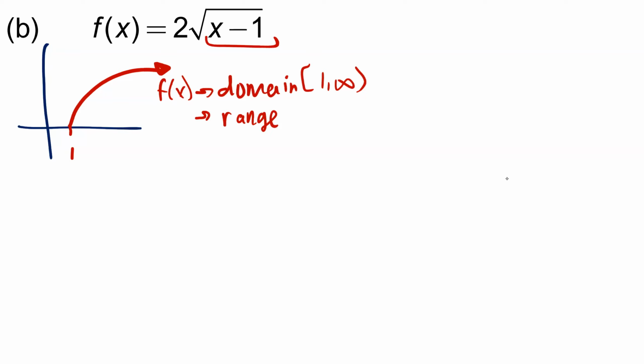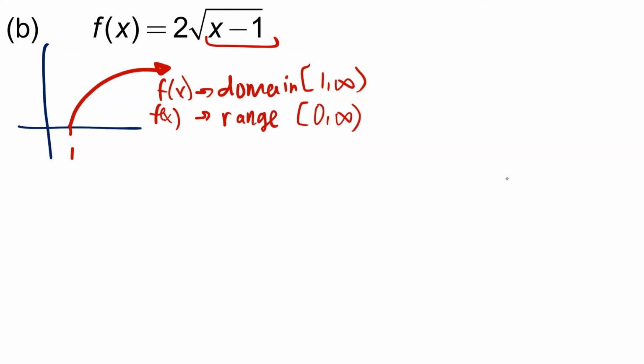Where's my range? The y value, the range. What's my y? My interval for my range? 0 to infinity. 0 to infinity. Wonderful. So we know the domain is our x values, the range is our y.